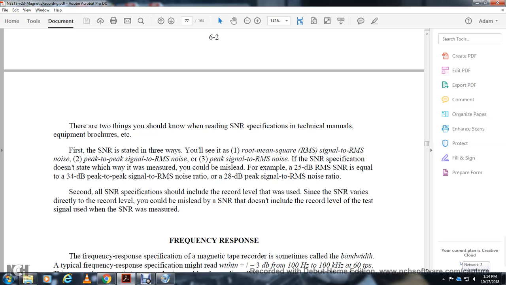Second, not all signal noise ratio specifications include the record level. The signal noise ratio varies directly with the record level, so you can be misled if the specification does not include the record level of the test signal at which the signal noise ratio is measured.